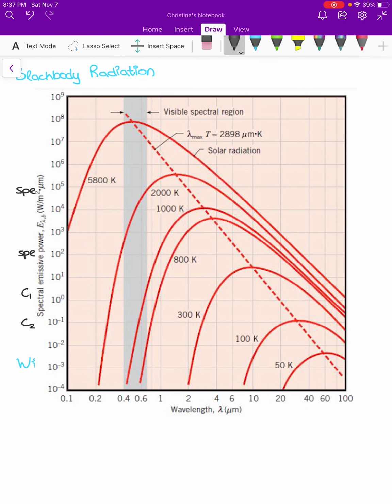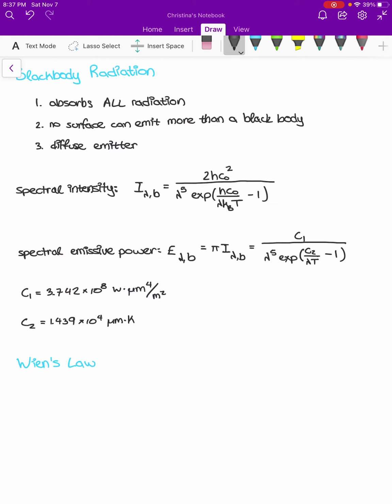As you can see from the figure on the screen, the spectral emissive power depends on wavelength and temperature, and the wavelength that results in the greatest spectral emissive power for a given temperature is based on Wien's law. Wien's law is lambda max times T is equal to 2898 micrometer Kelvin.